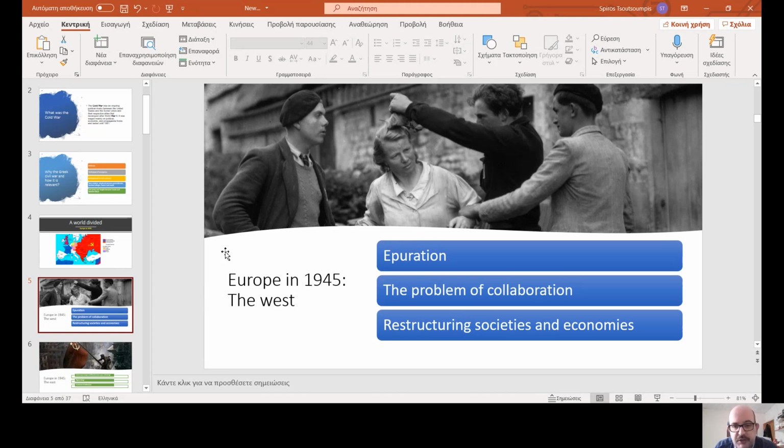There was also the issue of restructuring societies and economies. European economies were in ruin, were in tatters. Fighting had led to widespread devastation of livestock, of housing, of infrastructure. So there was another problem. What do we do? How do we remake our economies? How do we remake our societies? How do we instill a sense of belonging? How do we convince the people that the liberation was a good thing?